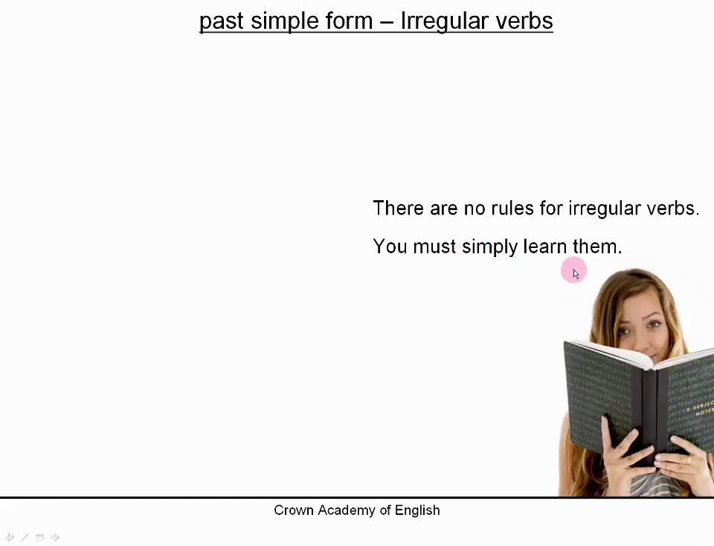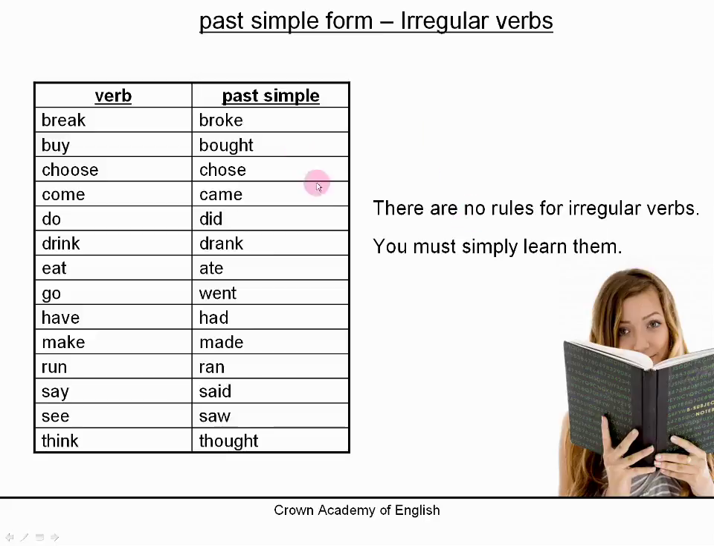You just have to learn them, I'm afraid. There are no rules. You just have to learn irregular verbs and the form of the past simple. So here is a list of some very common irregular verbs. So very quickly, for the pronunciation, break. This column is the infinitive, and this is the past simple form.